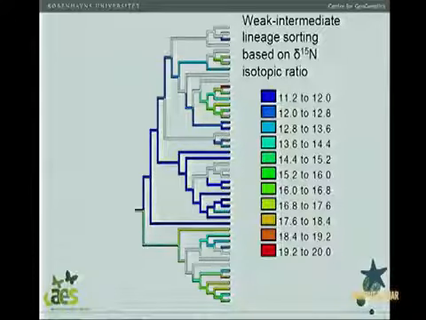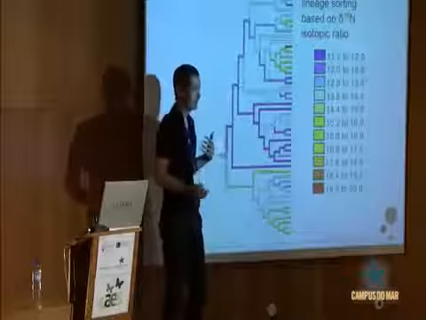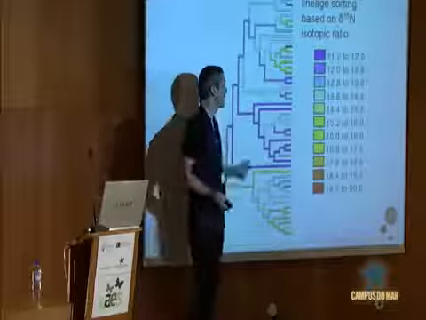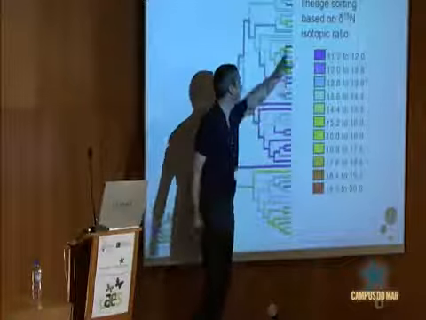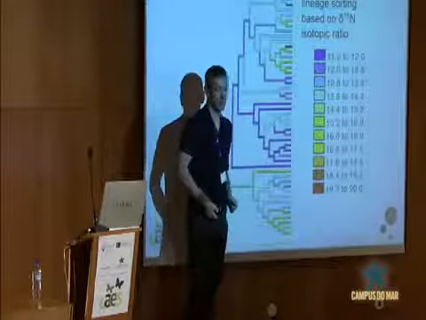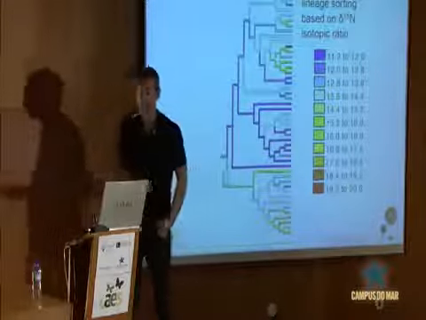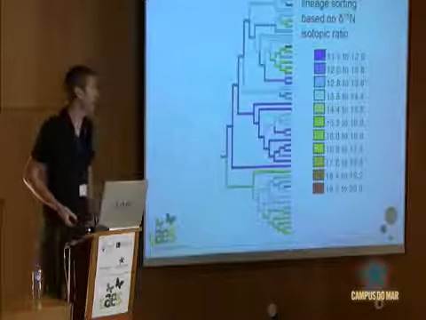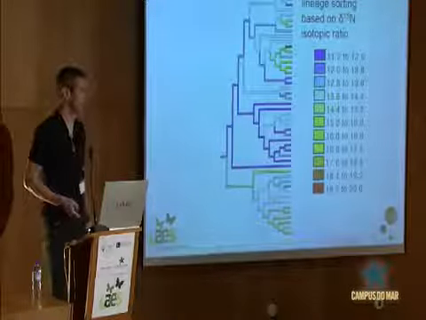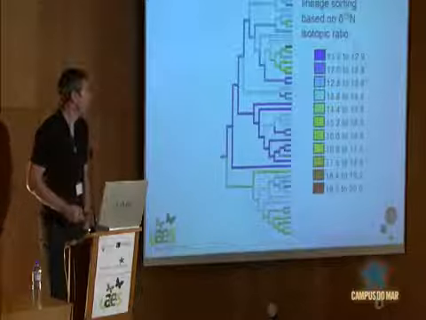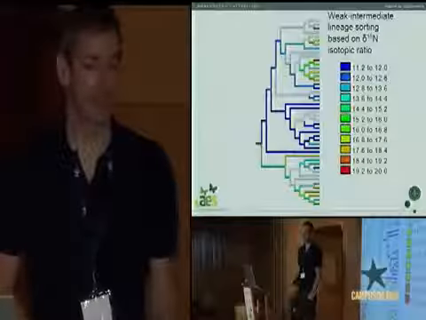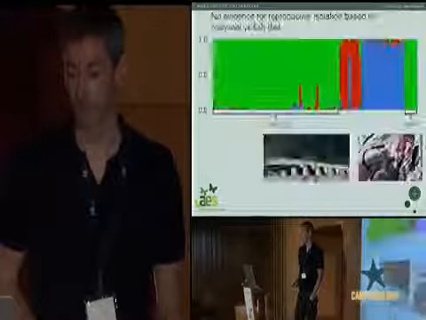And you can see that within a clade, most individuals, in this case, are feeding at a fairly low trophic level. But in other clades, there's evidence for individuals that have changed quite dramatically in their diet. So, for example, here, there's one individual in this clade feeding at a higher trophic level than the rest of the clade. And the grey clades are ones where we didn't get stable isotope values for them. But basically, it suggests kind of weak to intermediate lineage sorting.